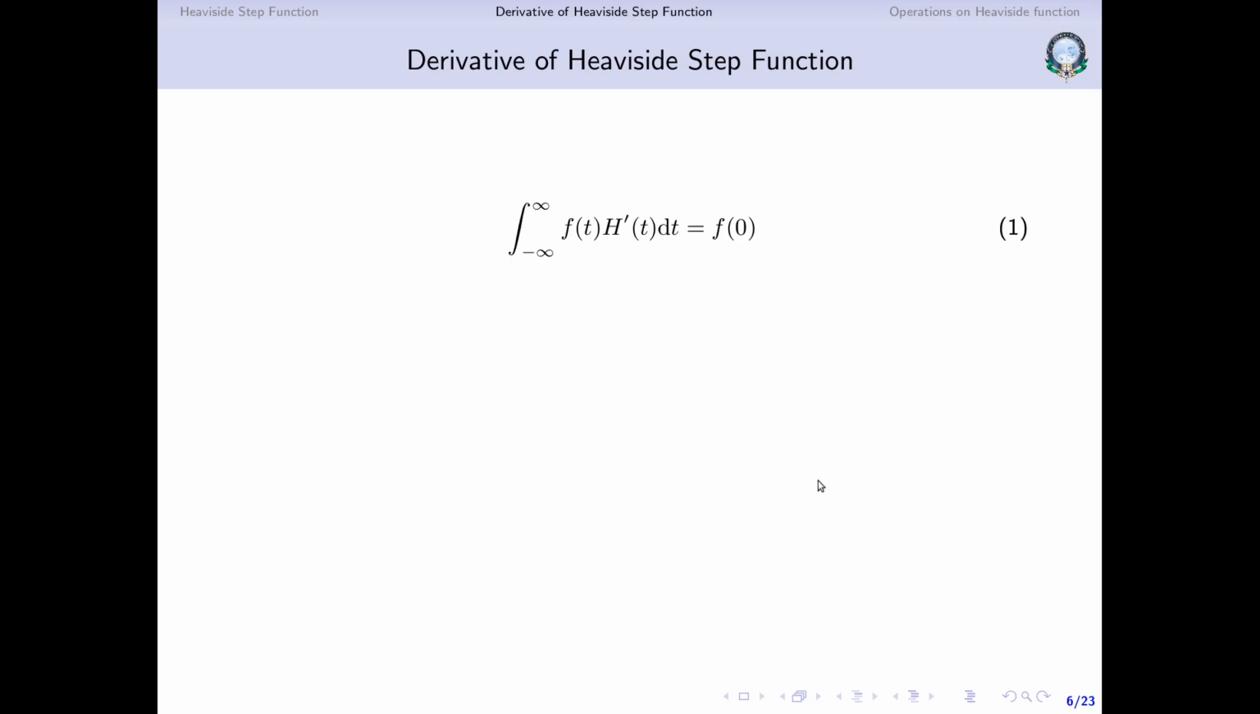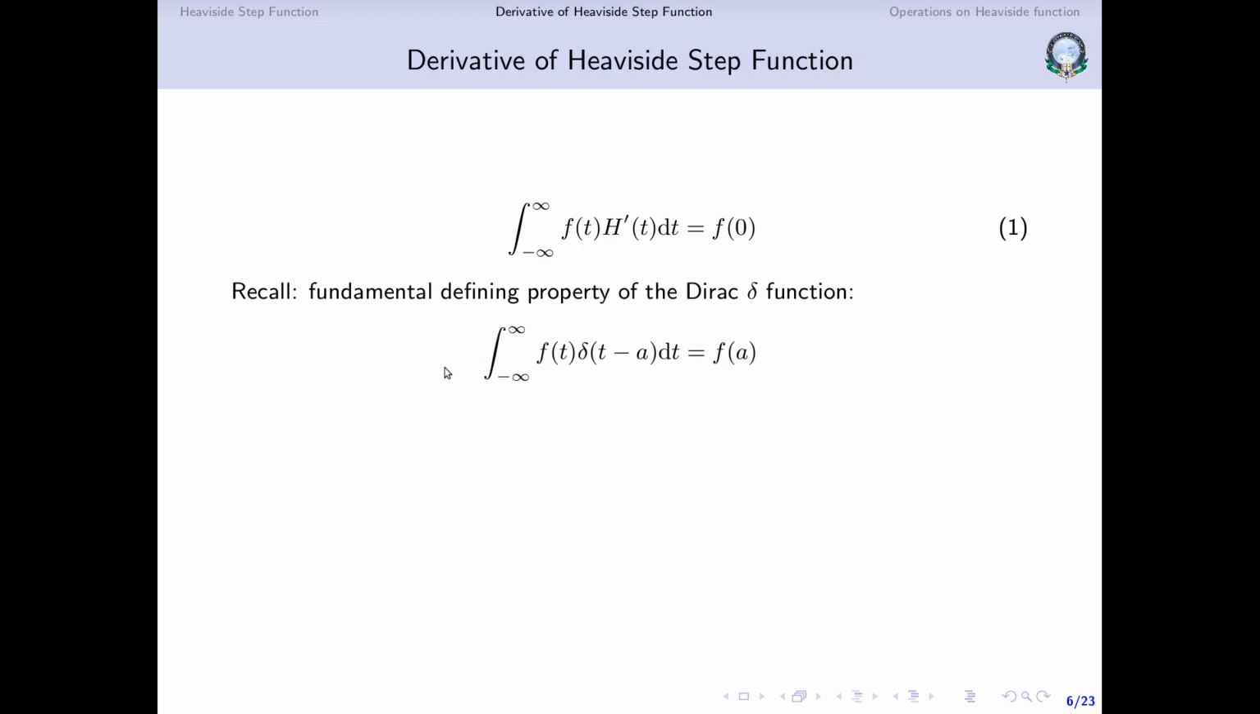Now if you recall, in the previous lecture we talked about the fundamental defining property of the Dirac delta distribution. The fundamental defining property is basically this. If I integrate any arbitrary function multiplied with the Dirac delta distribution from minus infinity to plus infinity, that is nothing but the value of the function evaluated at point a. This is the property which defines the Dirac delta function. Now if I put a equal to 0, this is what I'll get: f of t, delta of t, dt, and here we have f of 0.